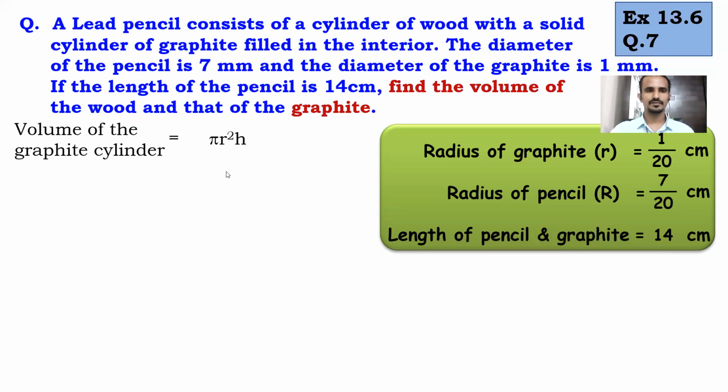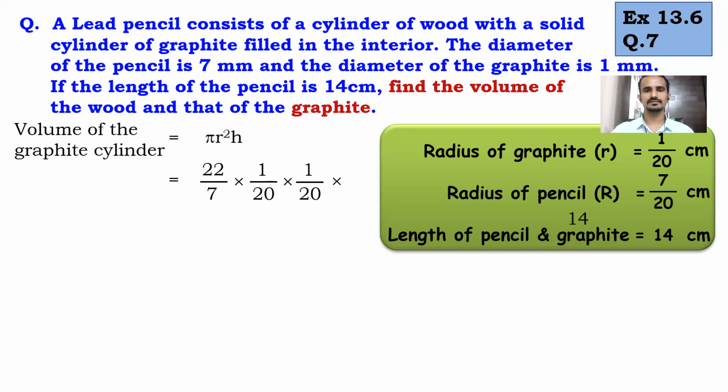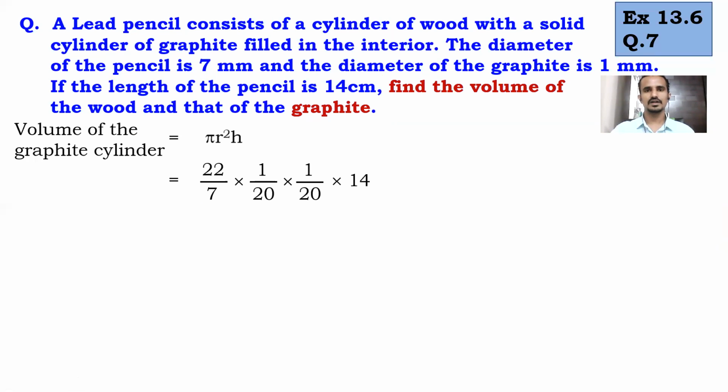Solve this, all of you. Volume of graphite cylinder is pi r square h. That is 22/7 into 1/20 into 1/20 into 14. The length is 14. Do this calculation, everyone.